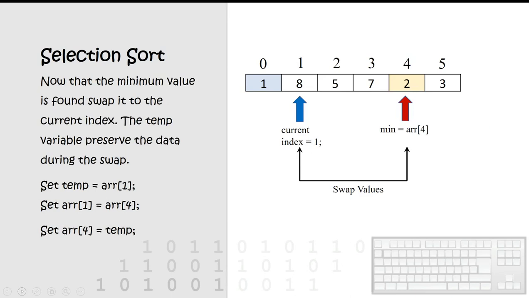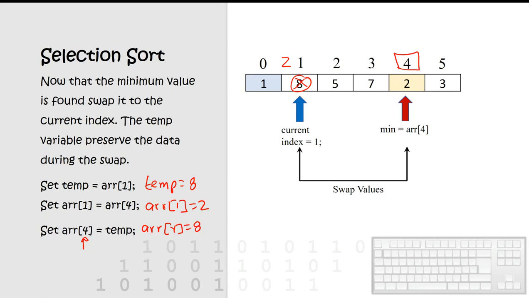So you can see we're going to take the 2 and put it in this location. We don't want to lose our 8, so the temporary variable is going to hold 8 first. Then we're going to set ARR at index 1 equal to 2. And then we're going to say, well, where did that 2 come from? It came from index 4. So we're going to set ARR at index 4 equal to 8.